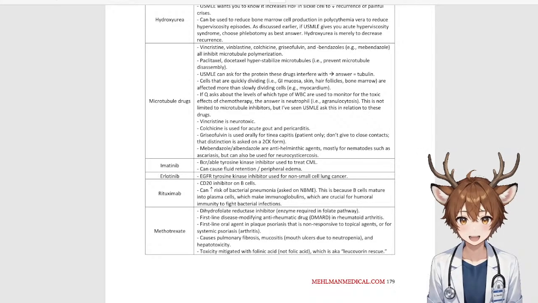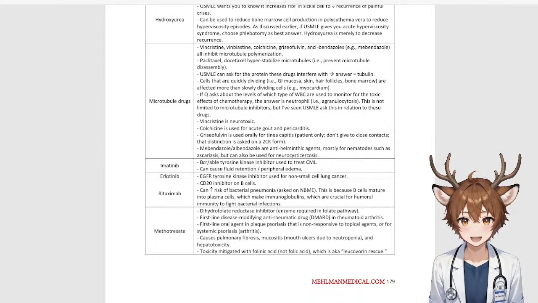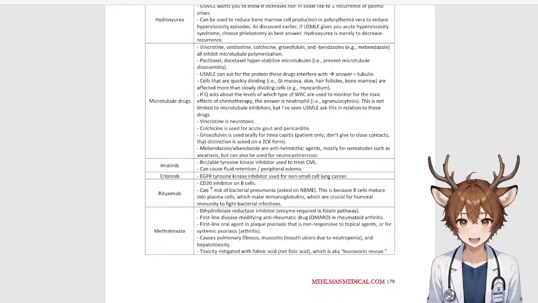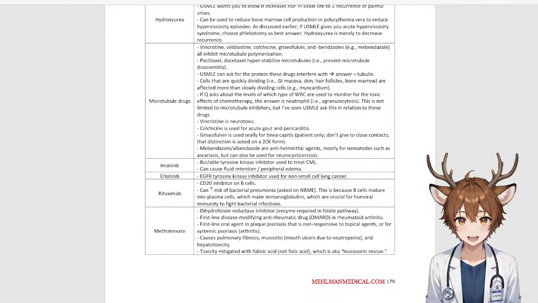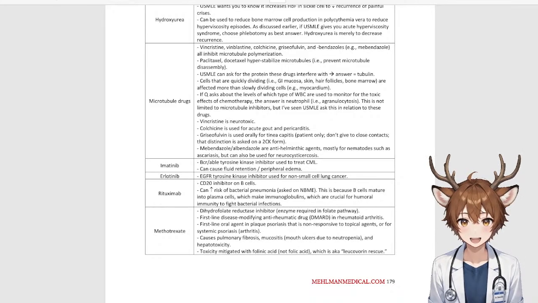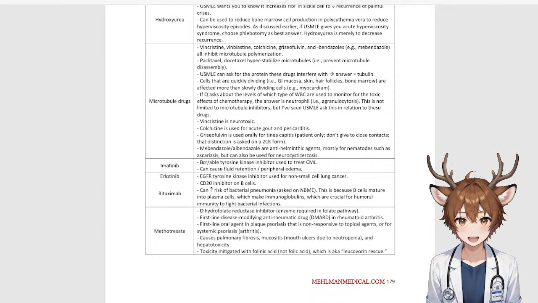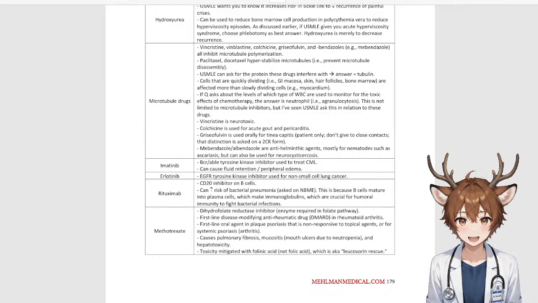Cells that are quickly dividing, that is to say, GI mucosa, skin, hair follicles, bone marrow, are affected more than slowly dividing cells like myocardium. If the question asks which type of white blood cell is used to monitor for the toxic effects of chemotherapy, the answer is neutrophil, that is to say, agranulocytosis. This is not limited to microtubule inhibitors, but I've seen USMLE ask in relation to these drugs.